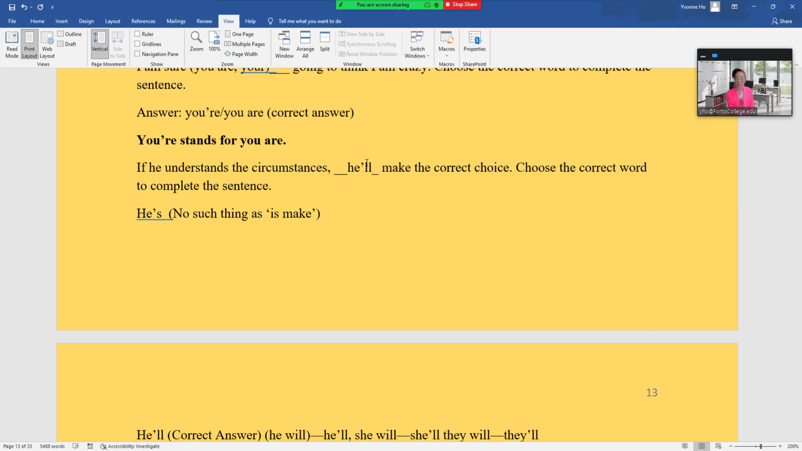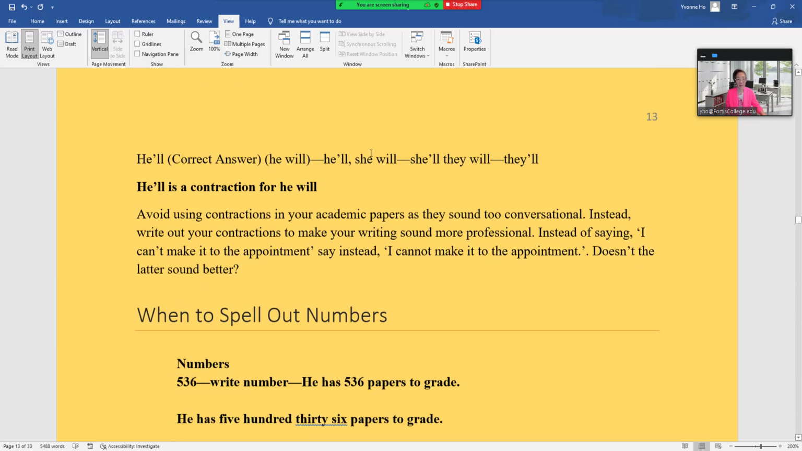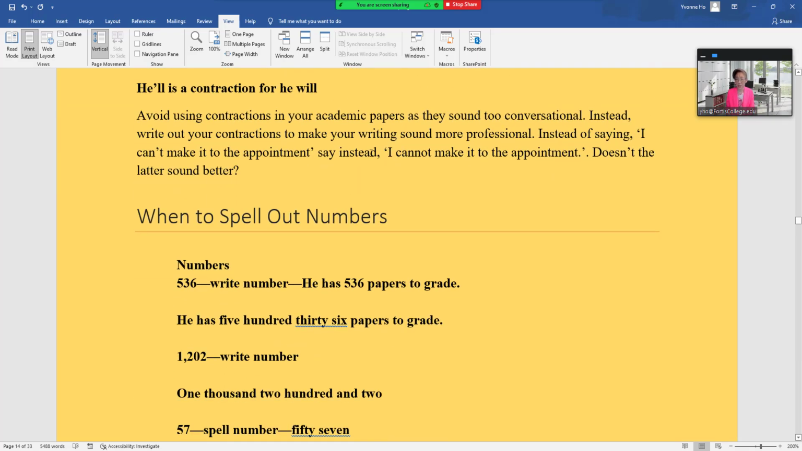So remember that we use contractions in informal English when we speak to our friends and family. But when we write our papers, we should write out our contractions so that our papers sound more like formal English and sound more professional. So avoid using contractions in your academic paper as they sound too conversational. Instead, write out your contractions to make your writing sound more professional. So instead of saying, I can't make it to the appointment, say instead, I cannot make it to the appointment. And so the second one sounds so much more credible and professional.